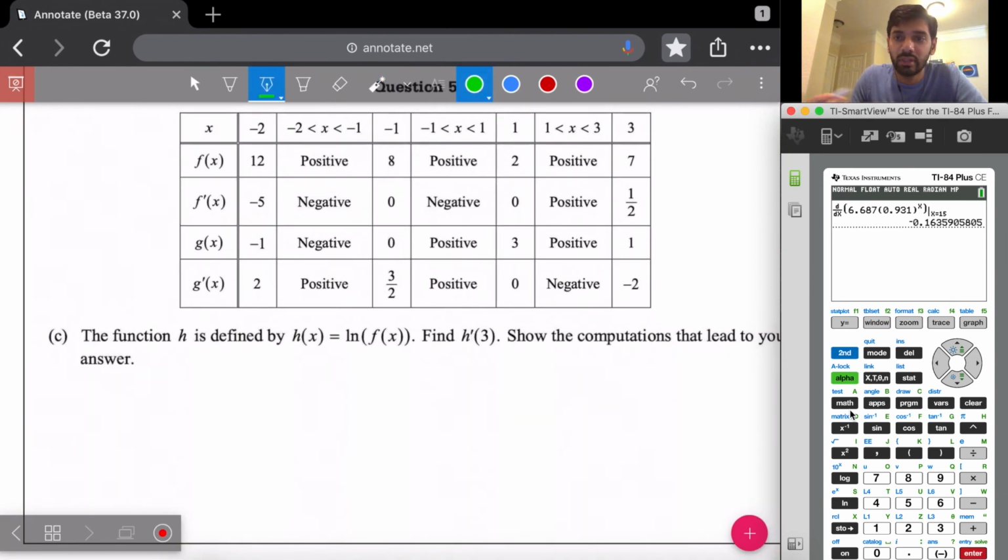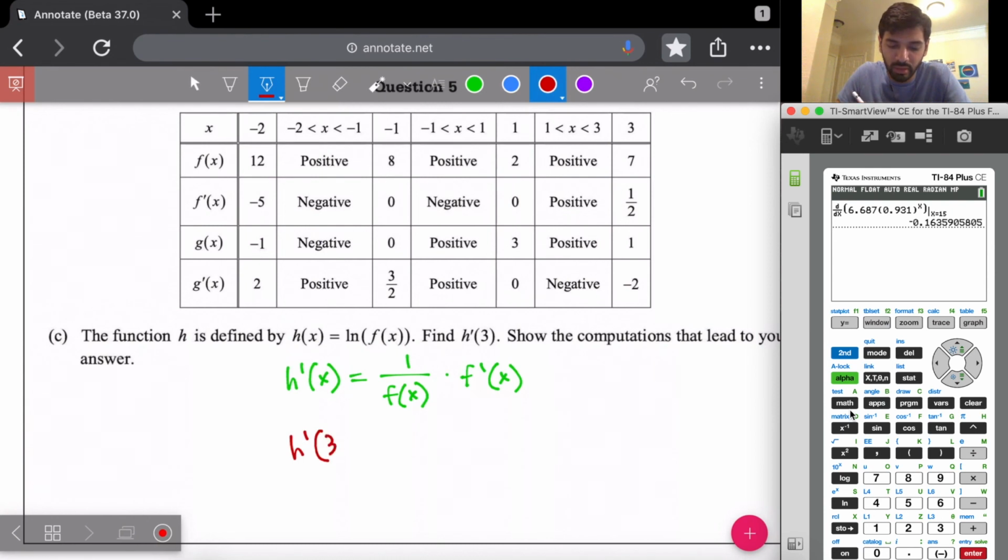If I want to find h prime of 3, I have to first start by taking h prime of x. Now the derivative of natural log of something is, first of all, 1 over something, 1 over whatever's inside of the natural log, so 1 over f of x. But since the something inside is something other than just a simple x, we need to multiply by f prime of x. This is the chain rule right here, times f prime of x. And then you could just write this as f prime of x over f of x. Either way works. I'm going to continue this work. H prime of 3 now, if I plug in a 3, it's going to be 1 over f of 3 times f prime of 3.